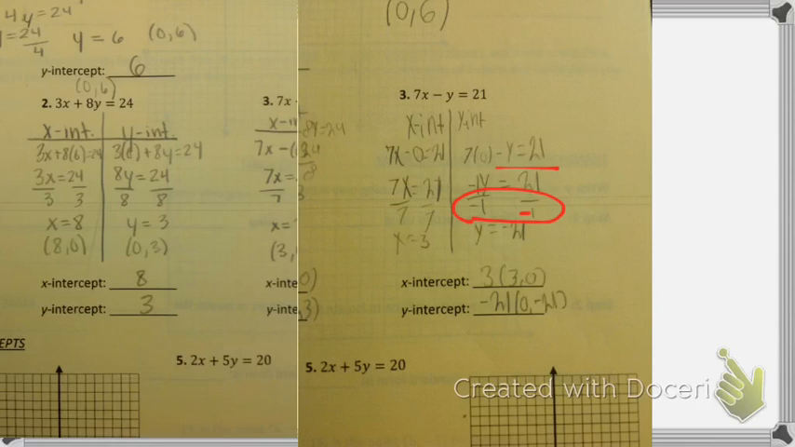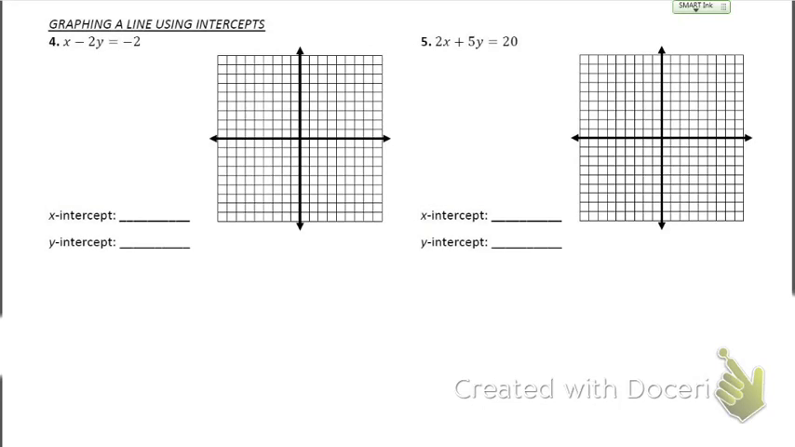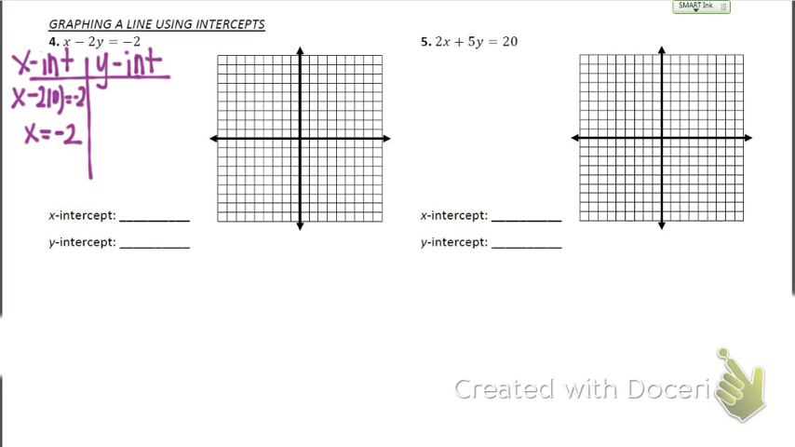Okay, let's move on. Let's actually use this to graph. Looking at number 4, let's find the intercepts first really quick. So I have x minus 2y equals -2. So let's make our t-chart. X-intercept, y-intercept. X-intercept is where y equals 0. So this is going to be x minus 2 times 0 equals -2, which just gives me x equals -2. So that's the point -2, 0.